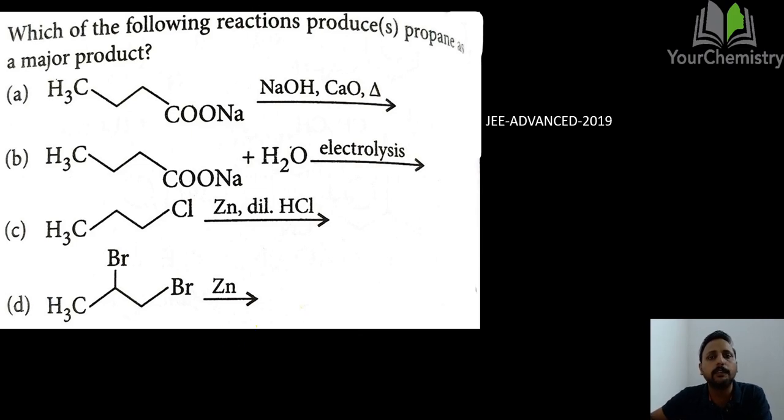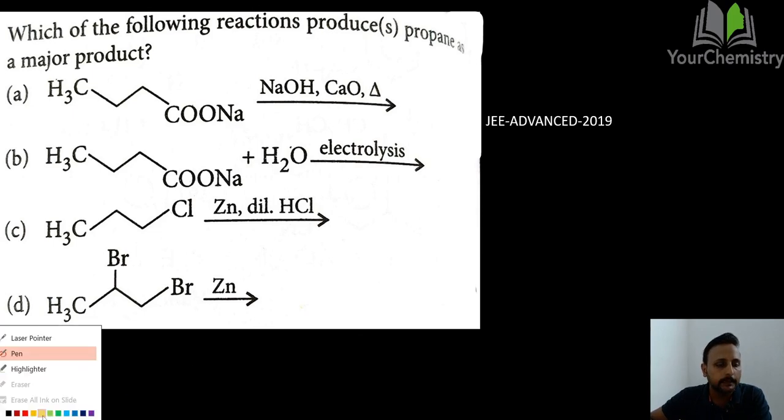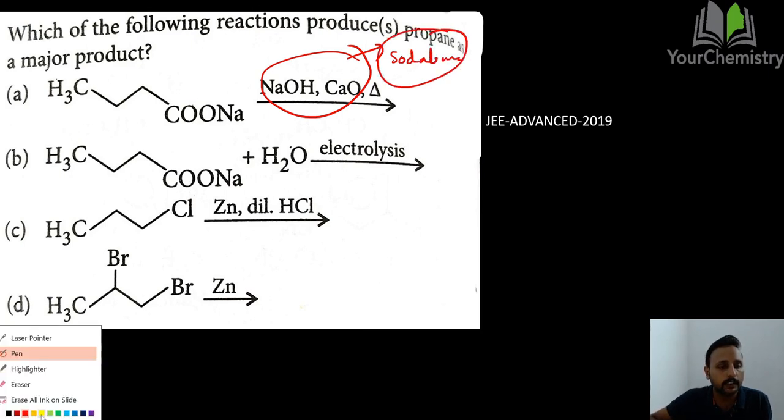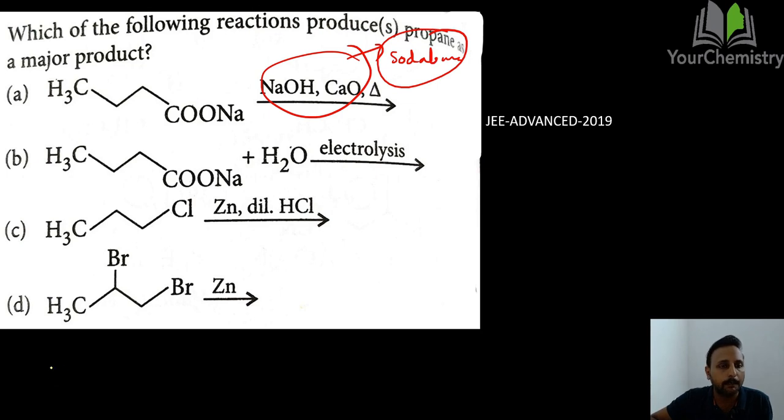They are asking which of the following is going to produce propane as a major product. It was asked in the 2019 Advanced paper. The first option is reacting with soda lime, or heating with soda lime. What is the first thing? NaOH plus CaO. This is soda lime. So heating with soda lime, what basically will happen?